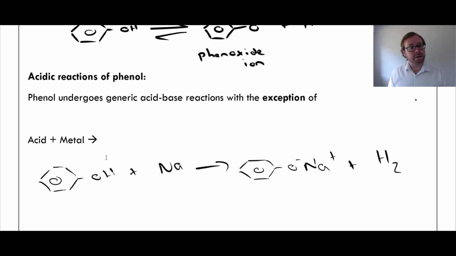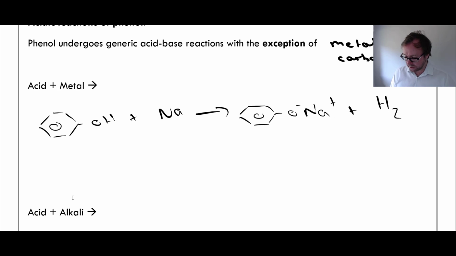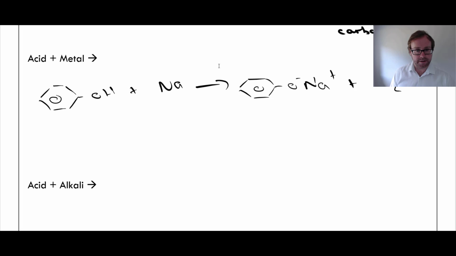So phenol undergoes generic acid-base reactions with the exception of a reaction with a metal carbonate. Now you should be very familiar with acid, alkali and metal reactions, so I'm going to get you to do most of this filling out. So first of all, I would like you to have a go at filling this out. I've given you the chemical reaction here. I need you to fill out the generic word equation and, below it, the chemical equation. Okay, and I'll give you 5 minutes.